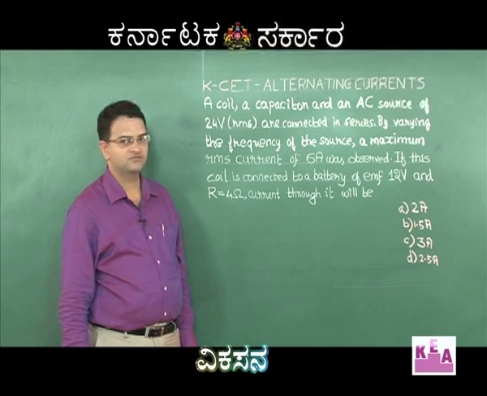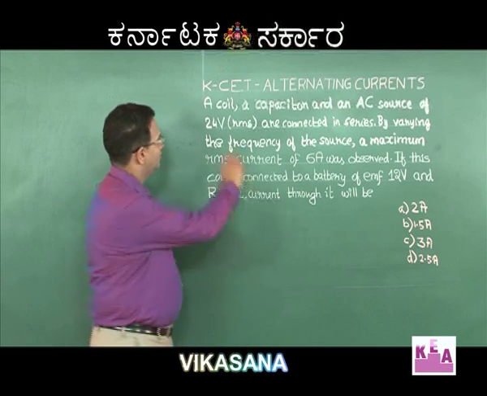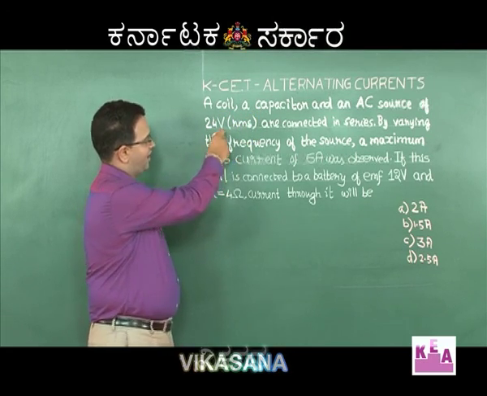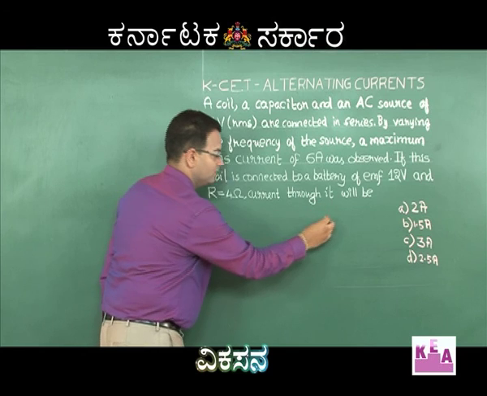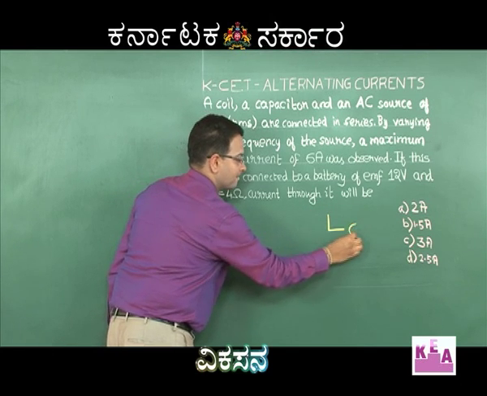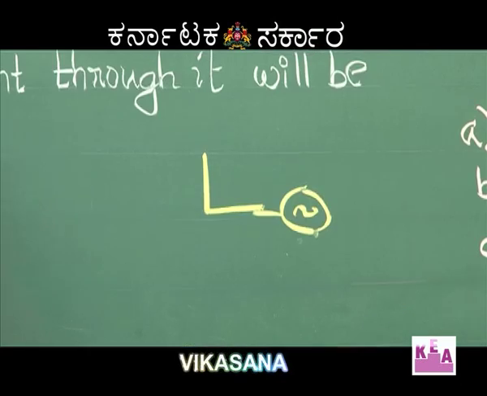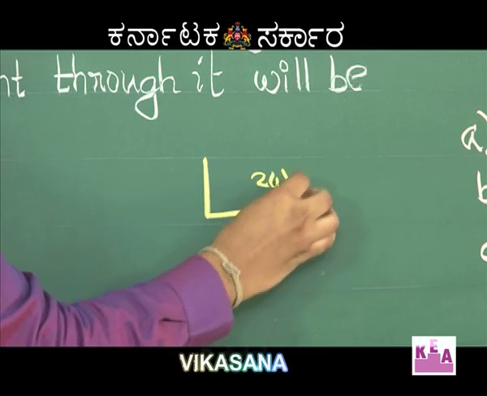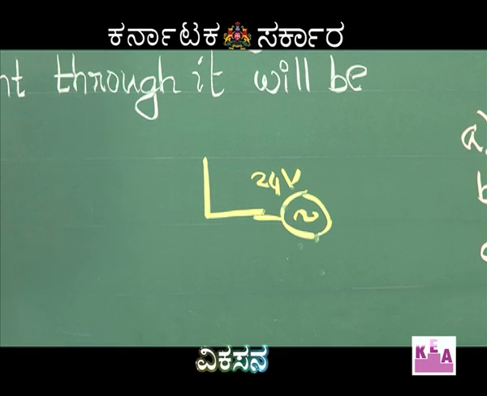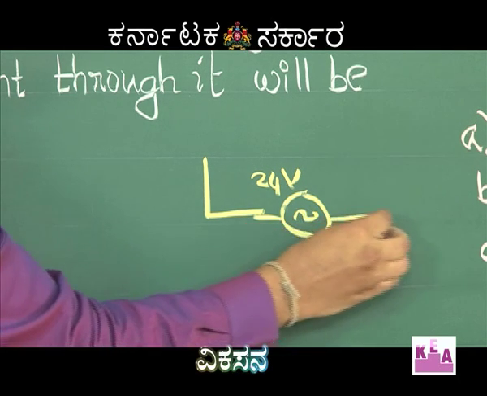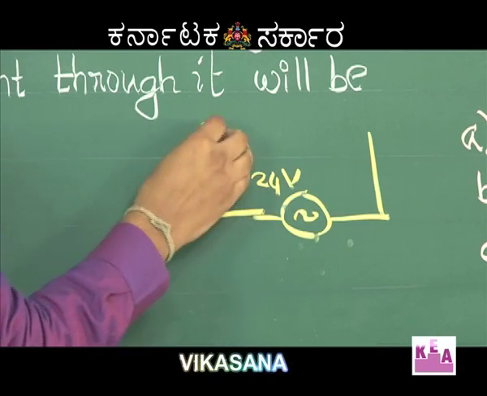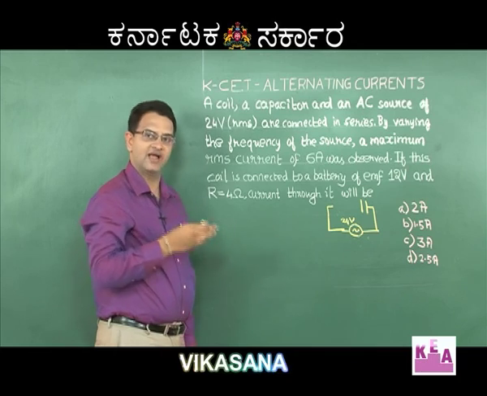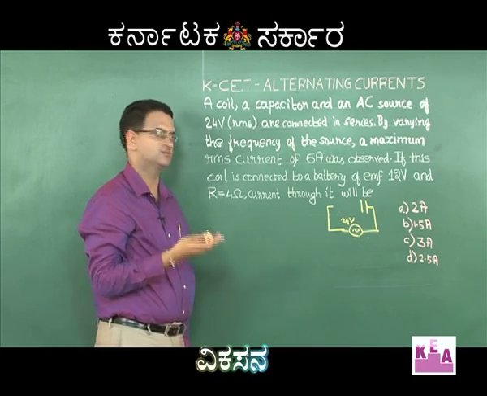Now let us first draw the first circuit. The first circuit is a series circuit of a coil, a capacitor, and an EMF. Now the EMF RMS value is 24 volts, and it is connected in series with a capacitor. When I say coil, it is a combination of resistance and inductance in series.